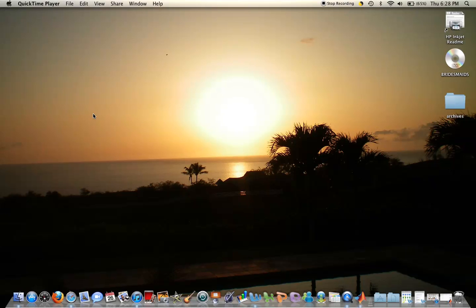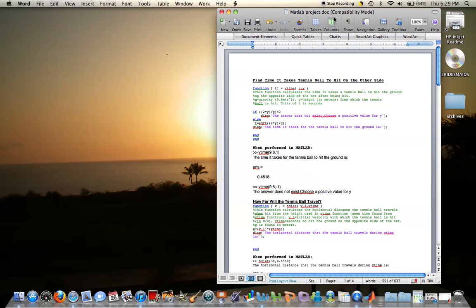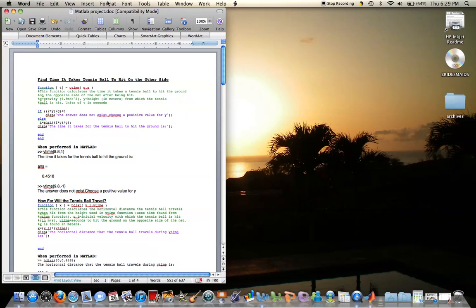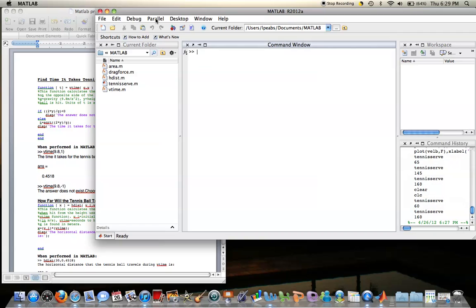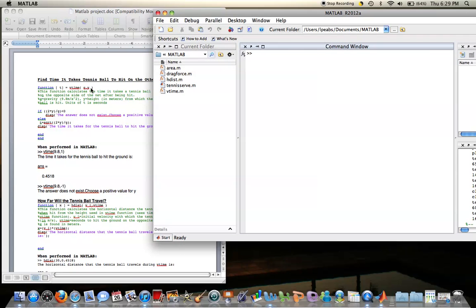This is Lindsay Peabody, and this is my Matlab project for ABE 205, spring 2012. I have it here printed out on a Word document so it's easier to follow and go through, and I have my Matlab window open for some demonstrations.